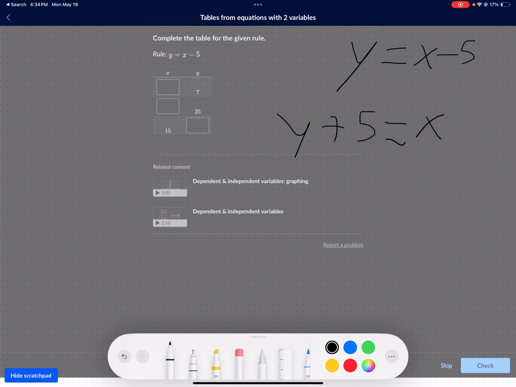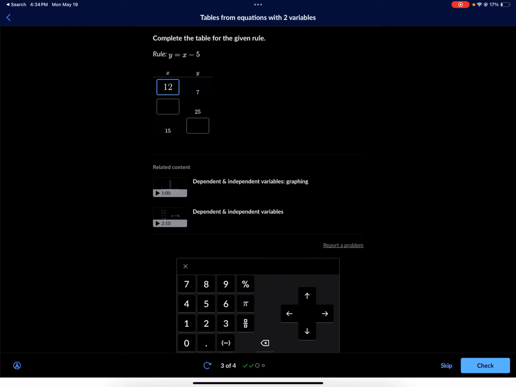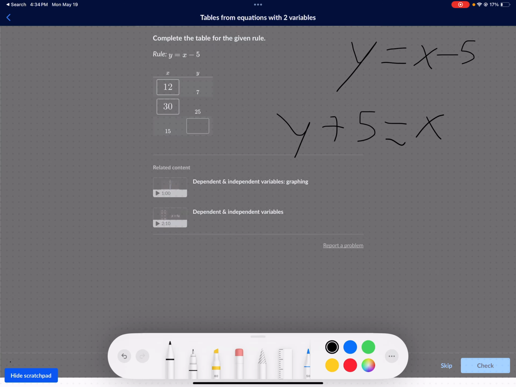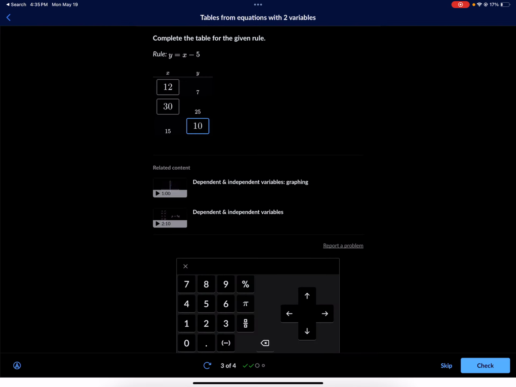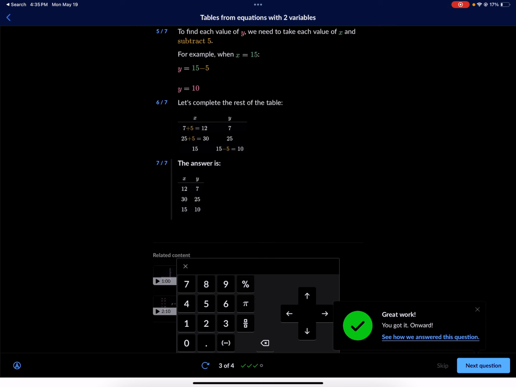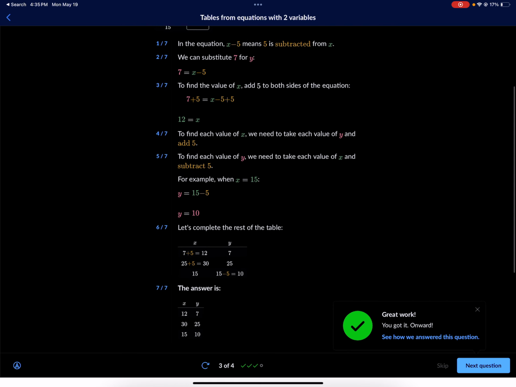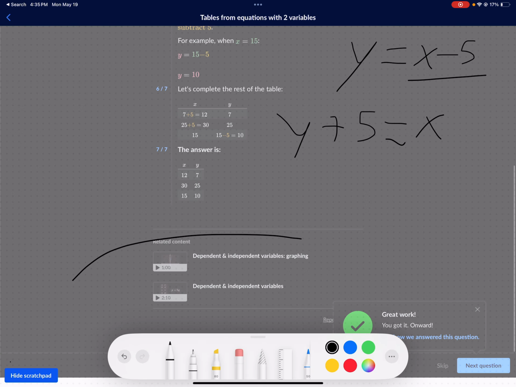So, y. So, 7 plus 5 is 12. And then 25 plus 5 is 30. And now we use our given value x. So 15 minus 5, taken from here, is equal to 10. So, yeah, this is our answer. 12, 30, and 10. If you got that right, good job. If you didn't, here's the answer explanation. Here's the videos, and happy studying.